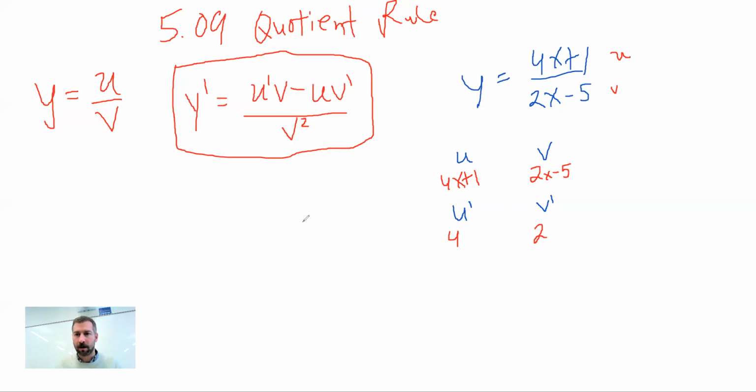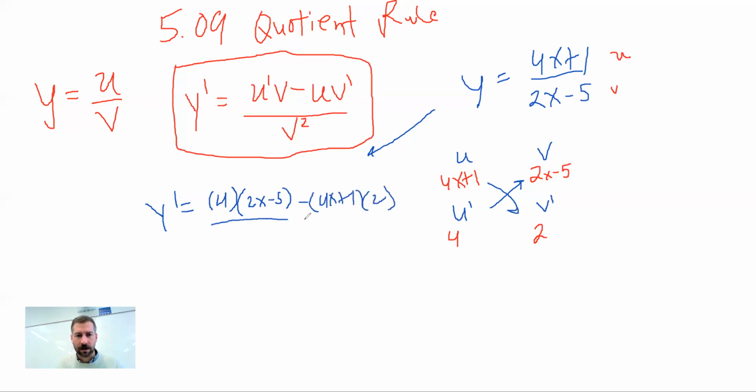Let's move over to the side here. I know this is kind of disorganized in the way that I'm attacking this problem. So y prime is going to be put in this order. What's u prime? That's going to be 4. I'm going to put that in parentheses. What's v? It's going to be 2x minus 5. I'm going to put that in parentheses to make sure I know I'm multiplying the entire thing. Minus, what's u? 4x plus 1, multiplied times 2. And this whole thing is all going to be over v squared, which is 2x minus 5 squared.